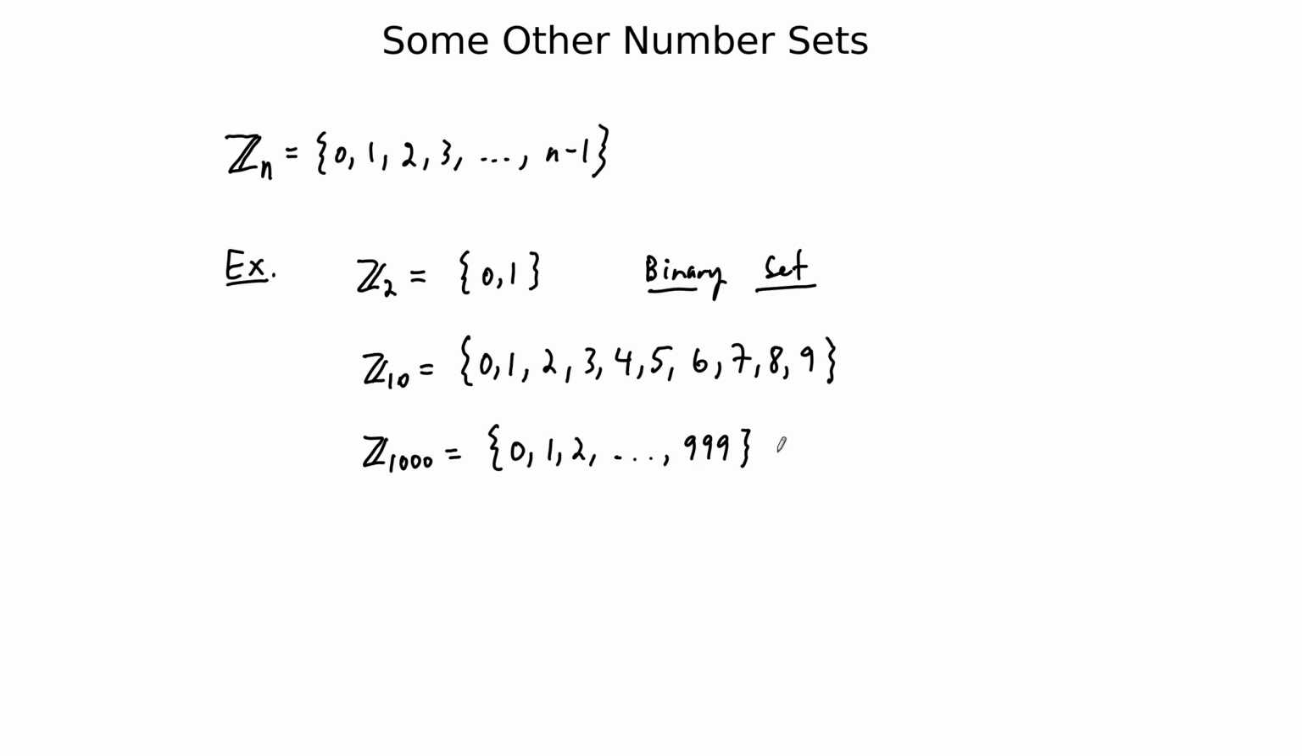All right, 999. And these only make sense for positive integers, though. So Z sub 0 makes no sense, right? So this is not defined. And Z1 is just the trivial set. It's not the empty set, but it is the trivial set. Right? Just goes from 0 up to 0. So that's it. So a trivial set.